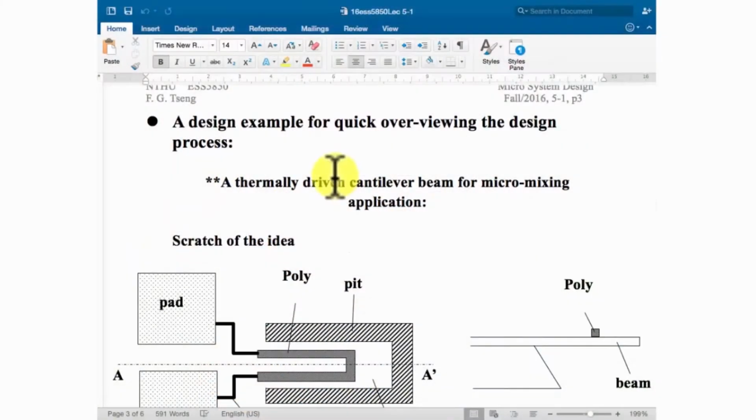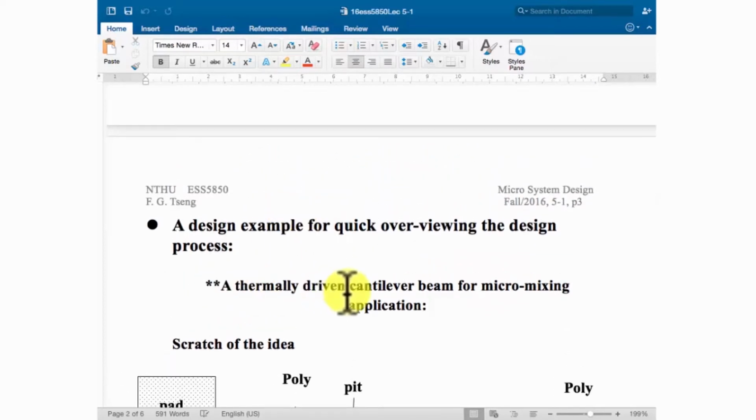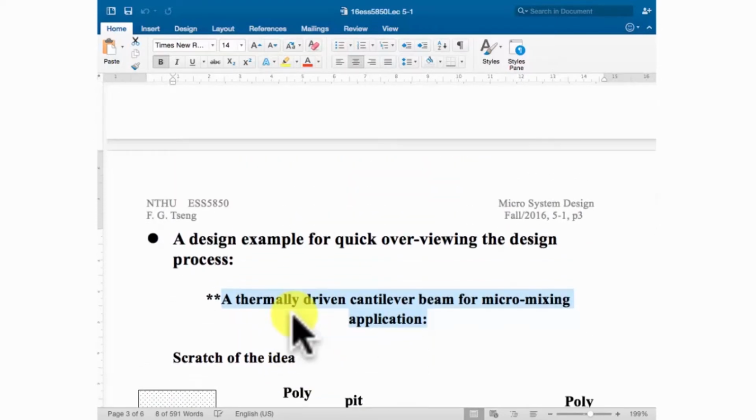Okay, so now understand the design process. I'll give you a rough example. For example, if your boss wants you to design a thermally driven cantilever beam for micro mixing application, that is all the information you are given. Now you need to think of what kind of ideal or possible structure it can be.